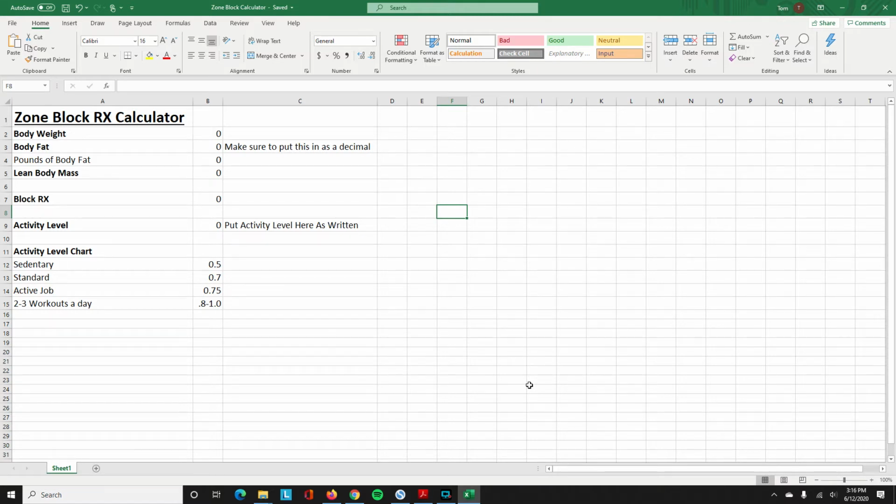But if you really want to know what your block prescription is, the way to do it, I created this Excel spreadsheet just to make it easy for you, and I'll make this downloadable as well. You need to know your body weight. You need to know your body fat percentage. There's a lot of different ways to do it. Any way you do it is going to be fine for these purposes.